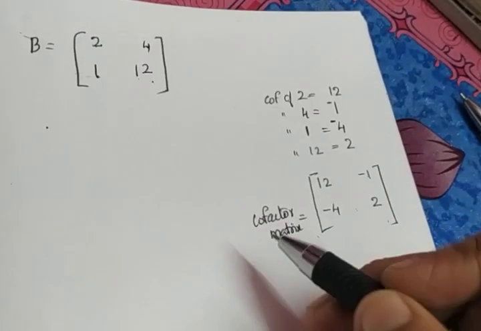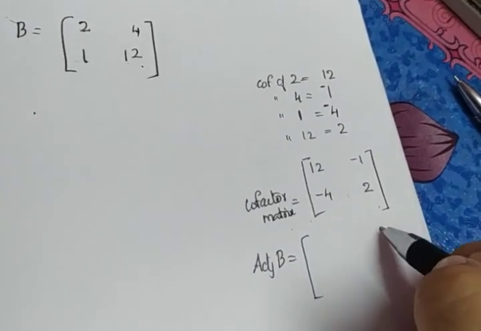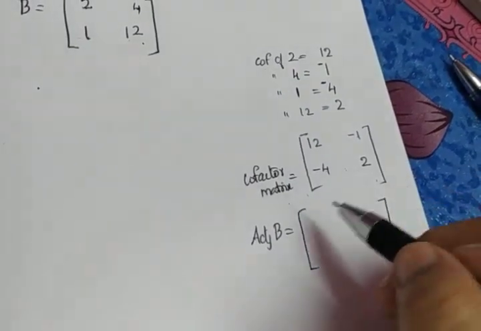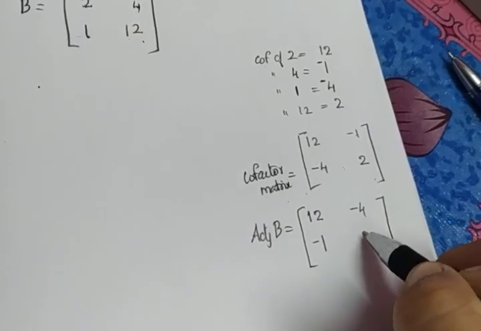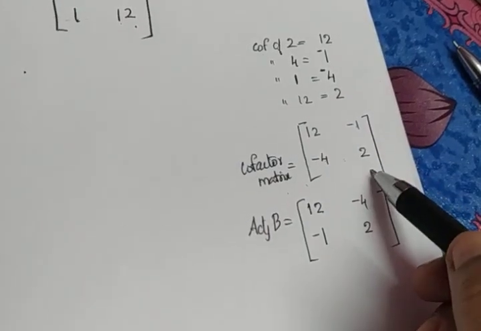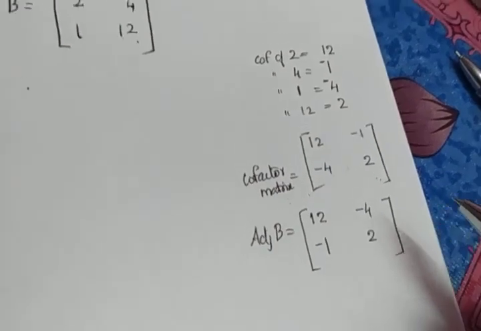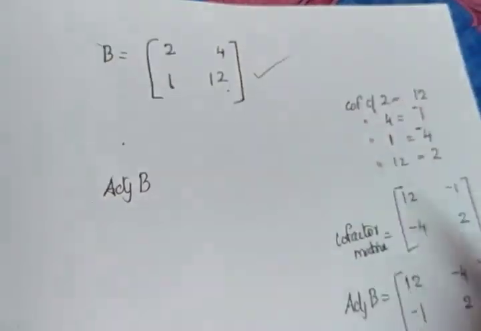From here, if I want to write the adjoint of the matrix, can you say how we can write it? The adjoint of the matrix is the transpose of the cofactor matrix, isn't it? So what we get is 12, minus 1 as the first column and minus 4, 2 as the second column. Directly without finding the cofactor matrix, from the matrix we can directly write the adjoint of the matrix. How do you know? Just compare the given matrix and the adjoint.